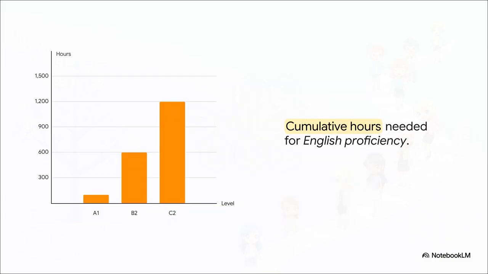It brilliantly illustrates the totally exponential effort required to hit C2, using Cambridge assessments data for English. Getting to A1 is essentially a quick sprint of about 90 to 100 hours. Reaching that B2 sweet spot is a solid 500 to 600 hour commitment. But then, to climb that final mountain from B2 to C2, you are basically doubling your total lifetime study hours, reaching up to 1,200 hours. The journey from independent to proficient is incredibly steep.